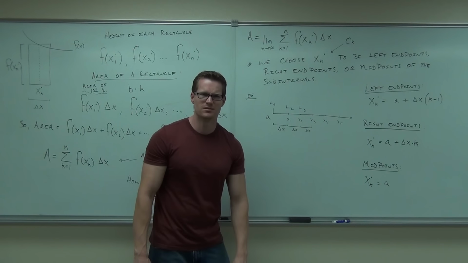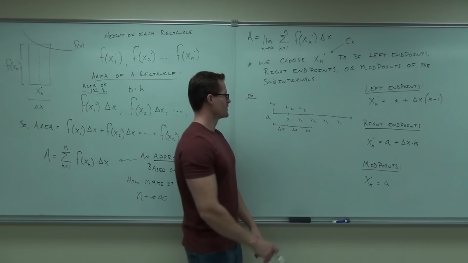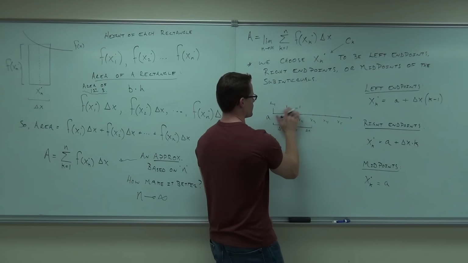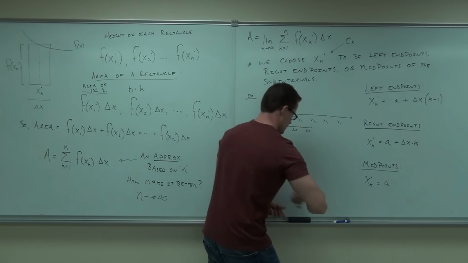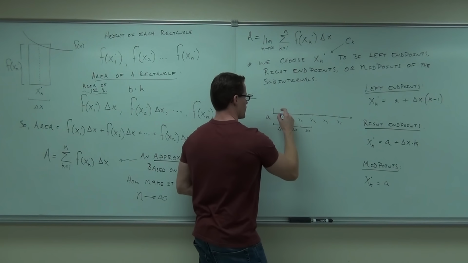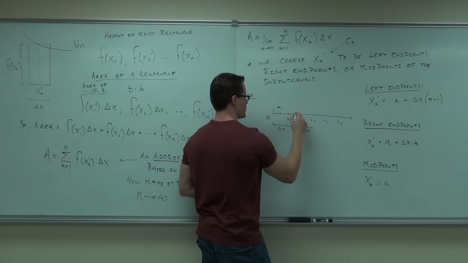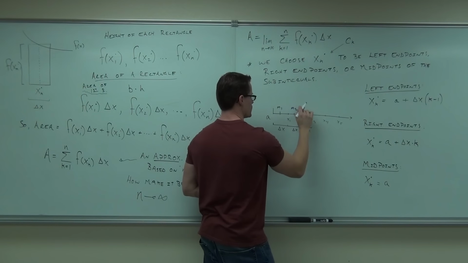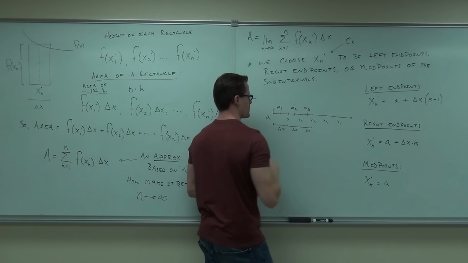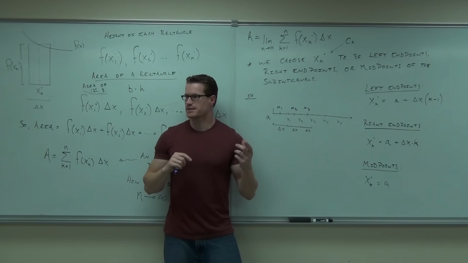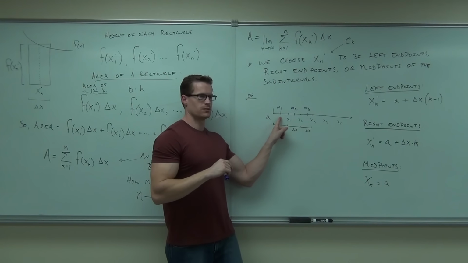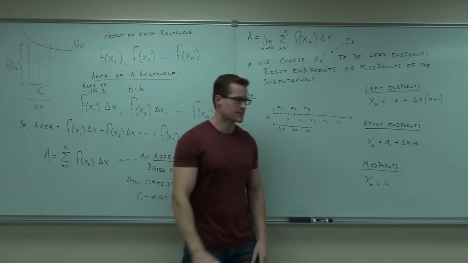Now the trickier one. Midpoints. Not really that bad. Delta x. This would be midpoint 1, midpoint 2, midpoint 3. Here's the question. How much of delta x am I adding to get from here to here? Half of delta x. I'm adding half of it. That's exactly what it is.